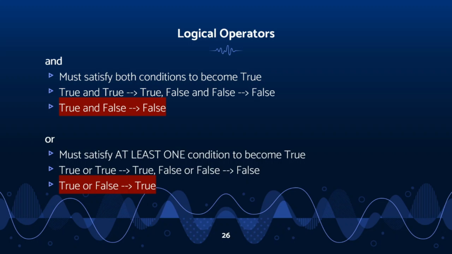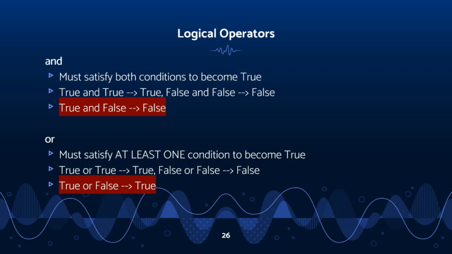The AND operator requires both conditions to be true in order for the whole expression to evaluate to true. For example, true and true evaluates to true. False and false evaluates to false. True and false evaluates to false because, as I said, the expression is true only when both expressions are true.